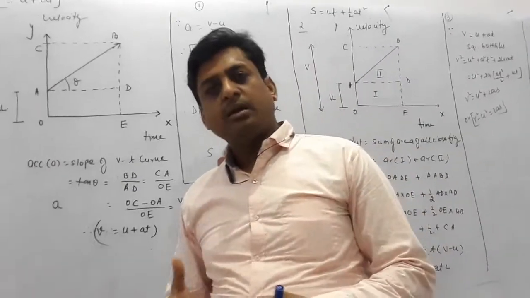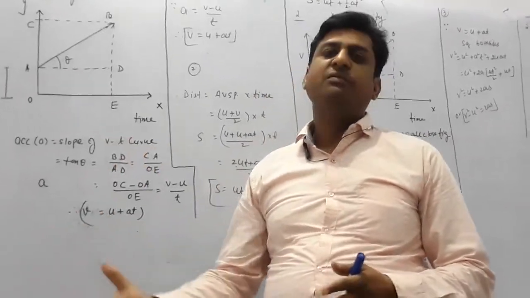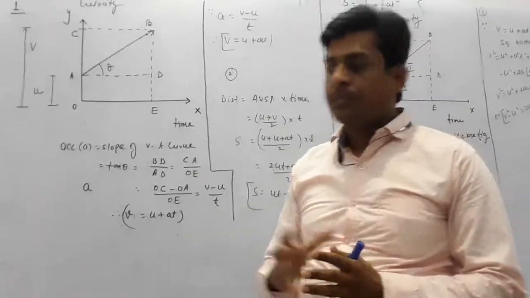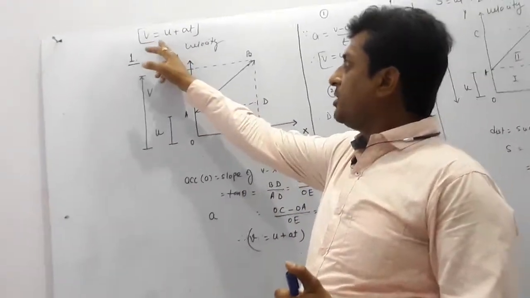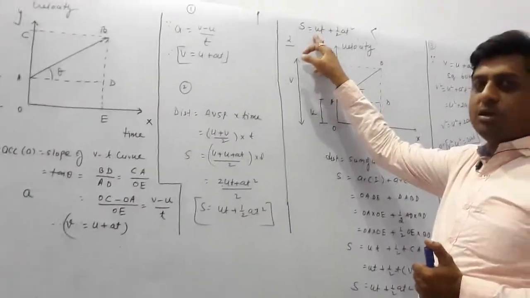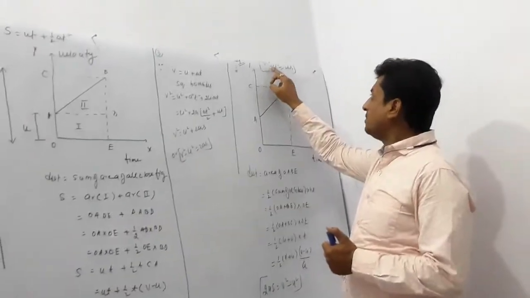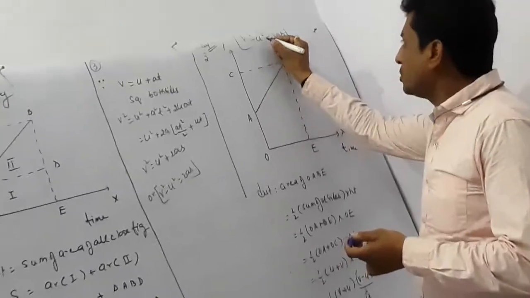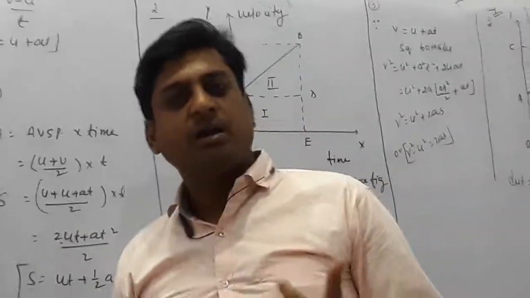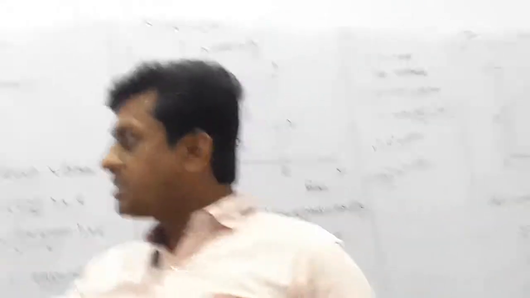I will discuss today both the methods, how you will derive the equations of motion by graph as well as mathematical, or you can say analytical. Now look, the first equation of motion is v equals u plus at. The second equation of motion is s equals ut plus half at square, and the third equation of motion is v square minus u square equals 2as. The question is how these equations of motion come. So first of all, I will discuss the graphical method of the first equation of motion.